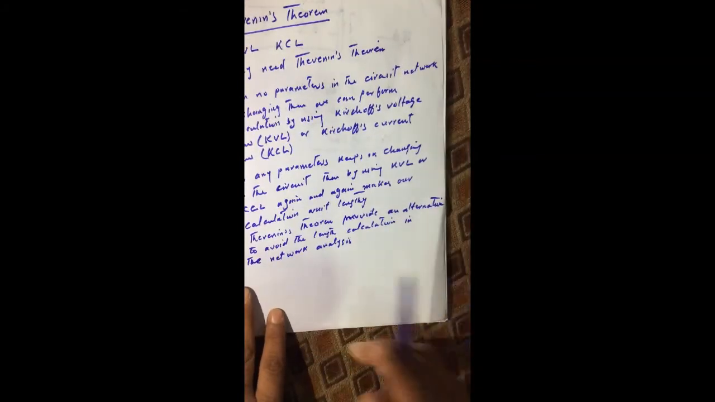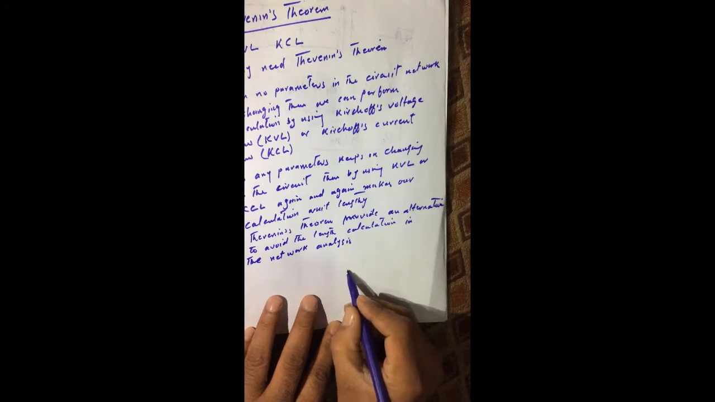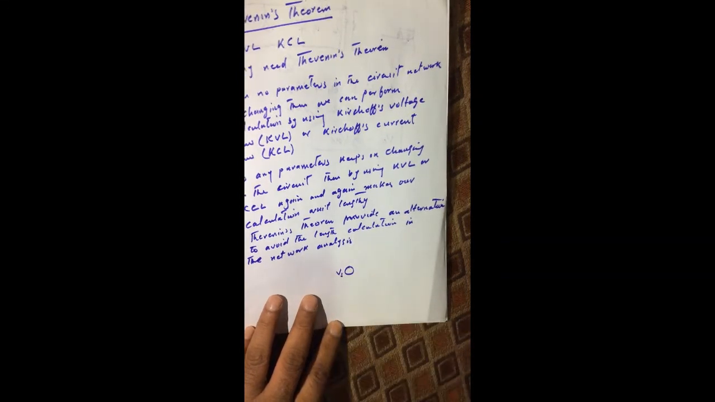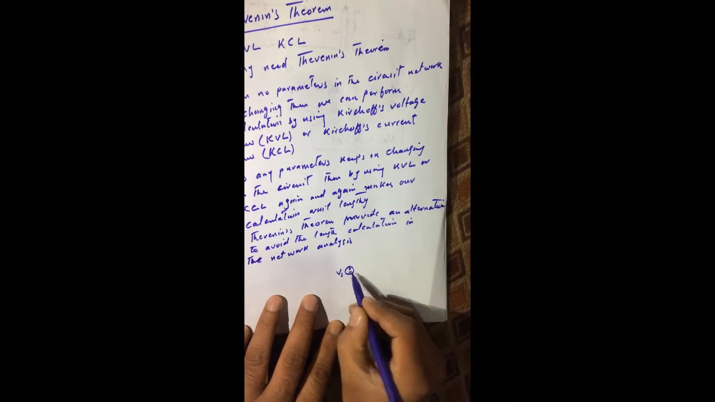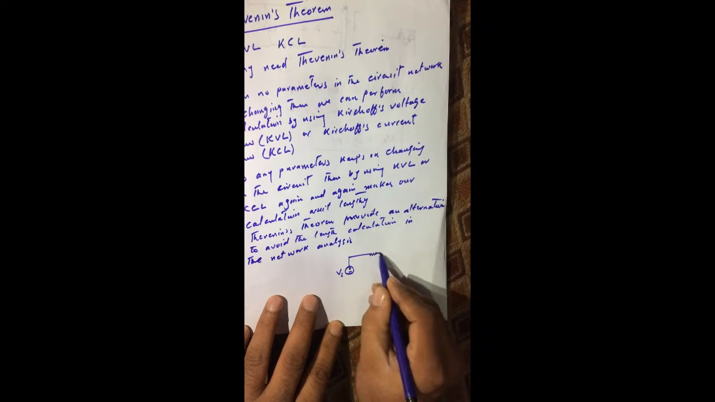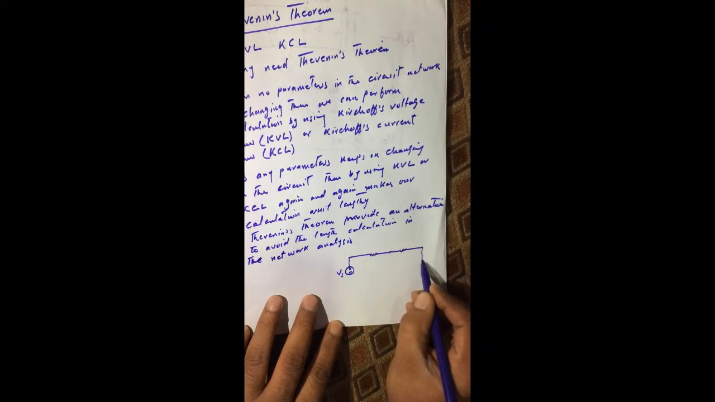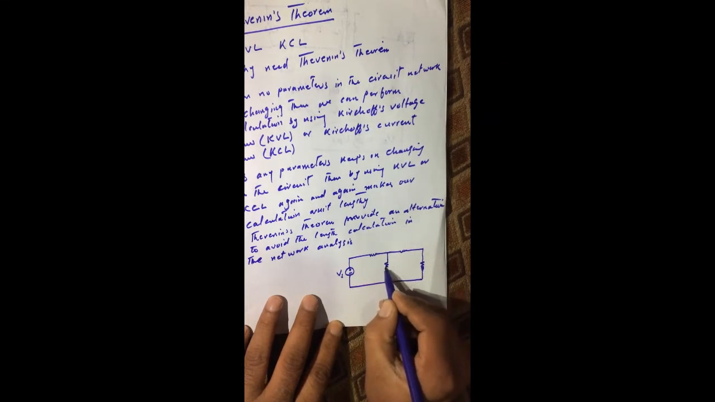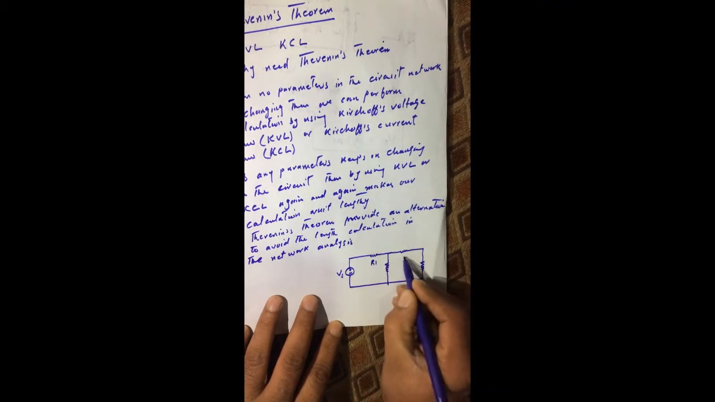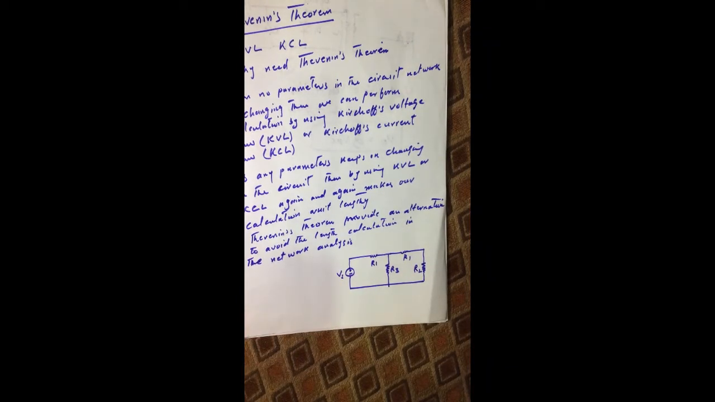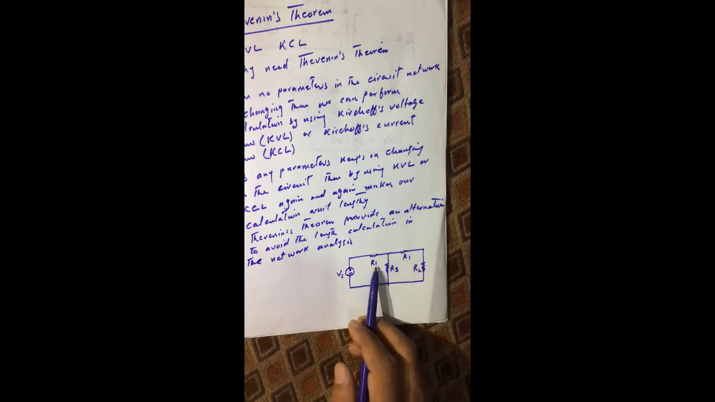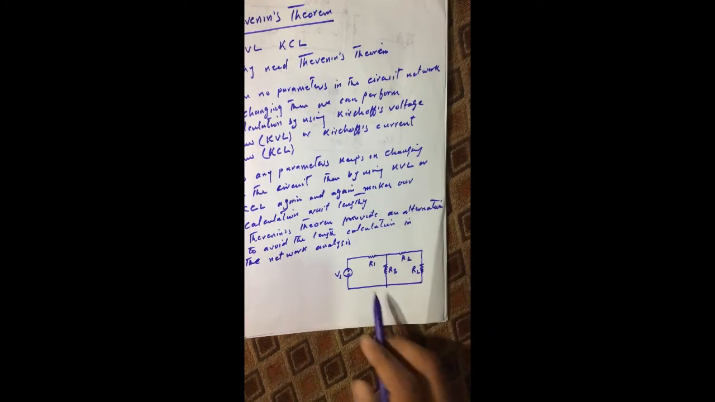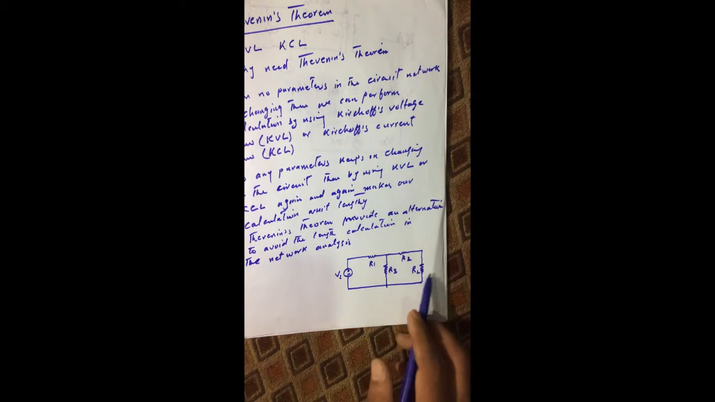Now I will draw a circuit diagram here. Suppose we have a voltage source, which I represent by Vs. This is the voltage source. Here we have positive and negative terminals, and here we have resistors, and here we have the load resistance. This is resistor R1, this is R2, this is R3, and this is the load resistance. So the circuit contains a voltage source Vs, resistances R1, R2, and R3, and the load resistance RL.